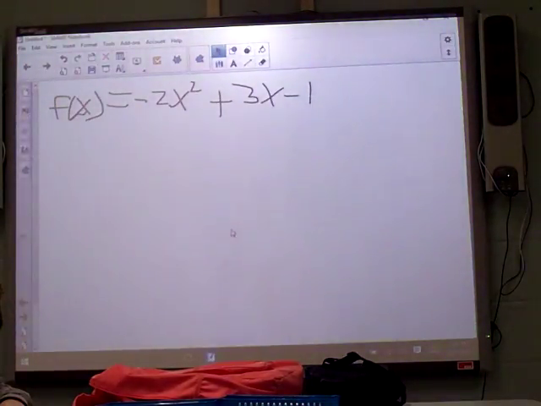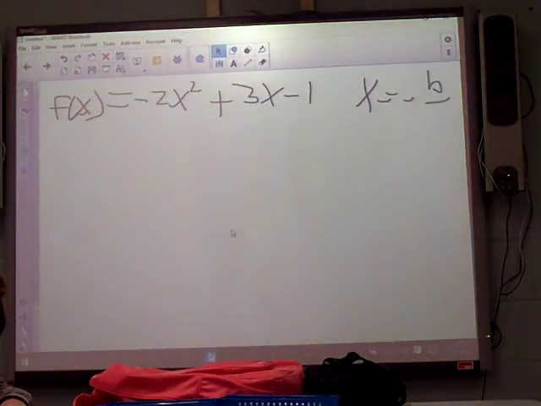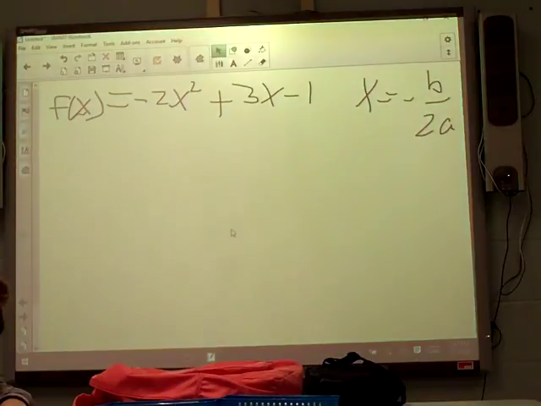All right, vertex, what form am I in? Does it tell me the vertex, or do I need an equation to find it? I need an equation because I'm in standard form. Very good. X is equal to negative b divided by 2a, which you wrote yesterday.